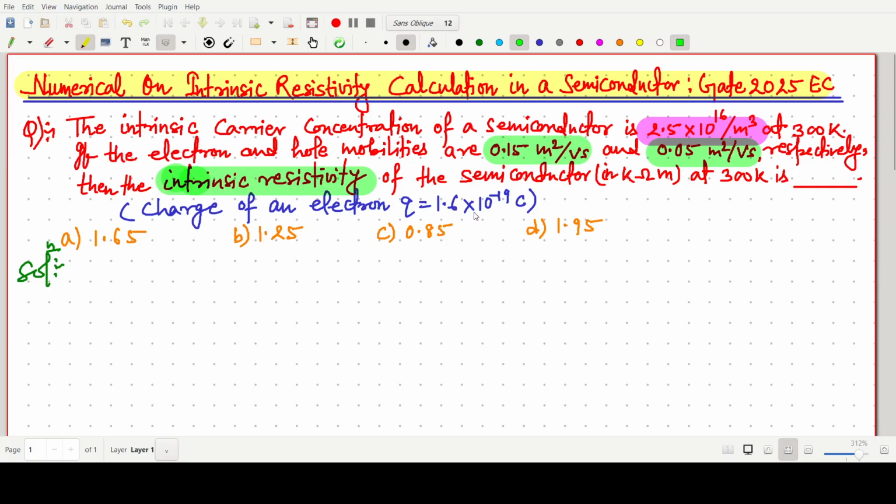Charge of the electron is given as 1.6 into 10 to the power minus 19 coulomb. And the options are: option A 1.65, option B 1.25, option C 0.85, and option D 1.95.